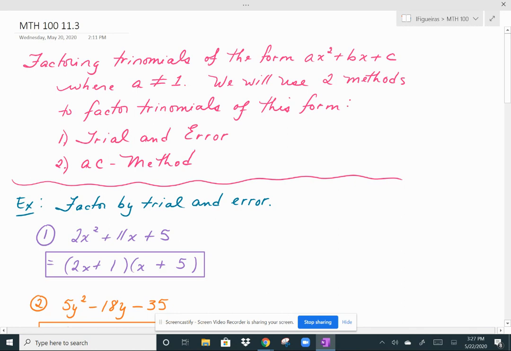You don't have to know how to use both methods, but you do need to be comfortable with at least one of them, and then you can choose whatever method you prefer. So I'm going to start with the trial and error method. Trial and error basically means a guess, but it's an educated guess, and then checking to see if you're on the right track.